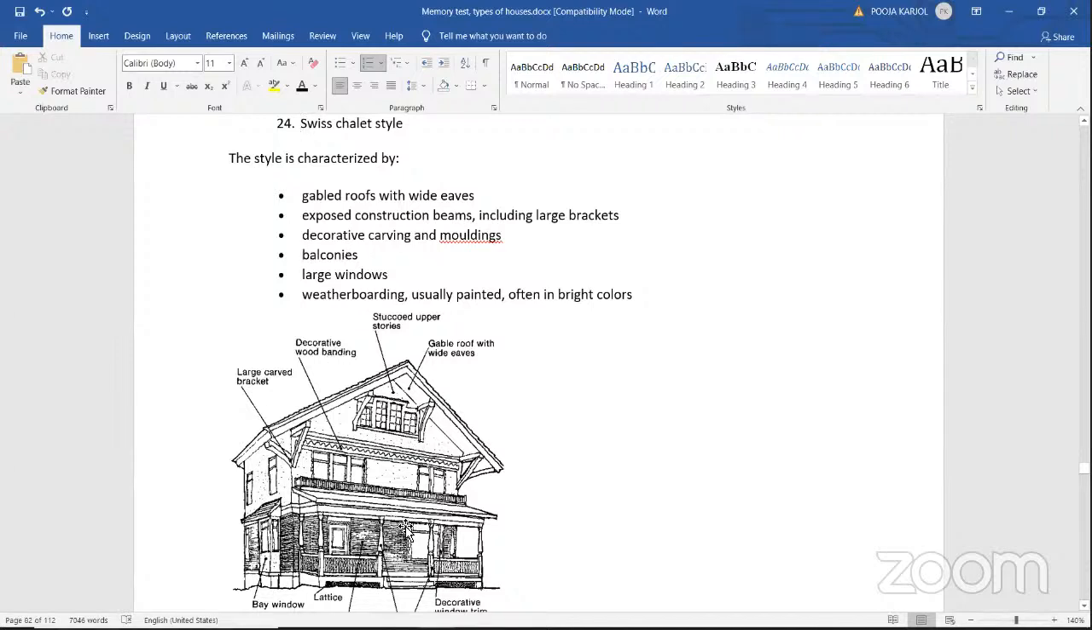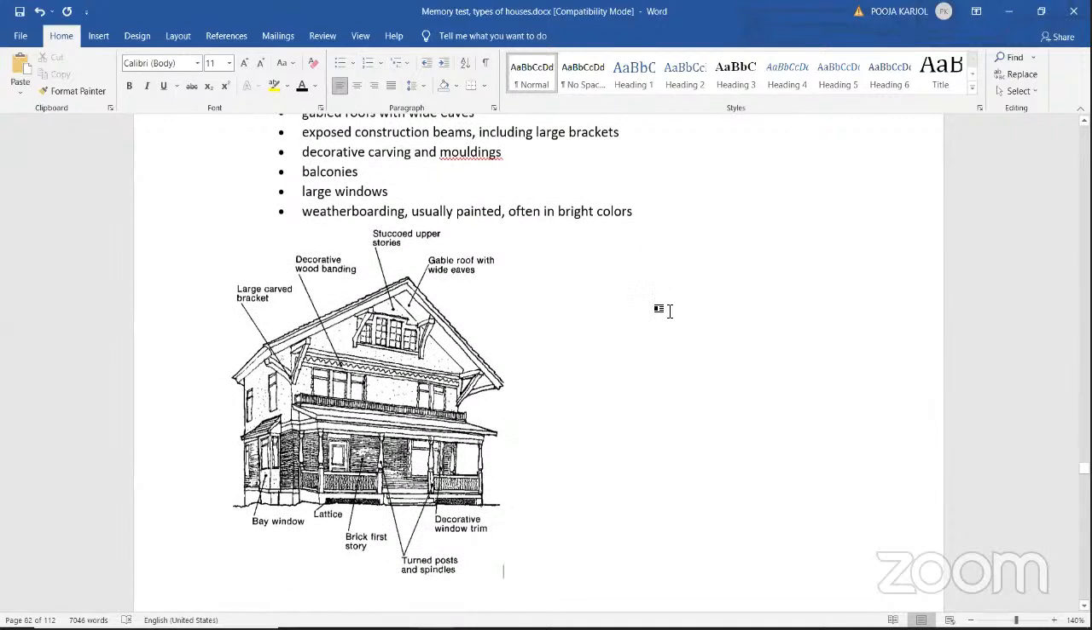Okay, this is a sketch of it, so you can't see the decoration exactly, but it is there. Large windows. Weatherboarding, usually painted, often in bright colors. Bay windows are there. Large carved bracket, as you can see. Decorative wooden banding. Here you can see. Stuccoed upper stories. The upper stories are usually here. It is exposed construction.